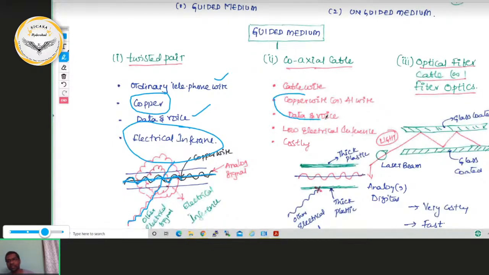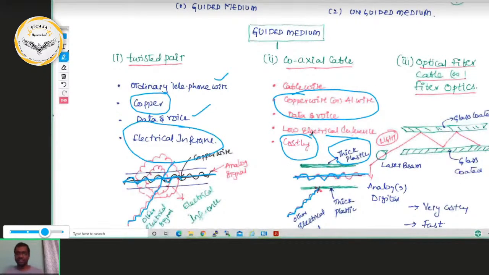Now why do we require that hard plastic? If you see this, this is how it will be. It consists of a thick plastic material. Inside you have a copper or an aluminum wire. So this is how the data will be transmitted. Now if another electrical signal is coming, can it pass through this plastic material? No, because plastic is nothing but a non-conducting material. That means it doesn't pass electricity. So this outside signal cannot pass through this plastic material. So it will not disturb the signal which is transmitted inside. So it has very low electrical interference. However, it is a little bit costly compared to a twisted pair.